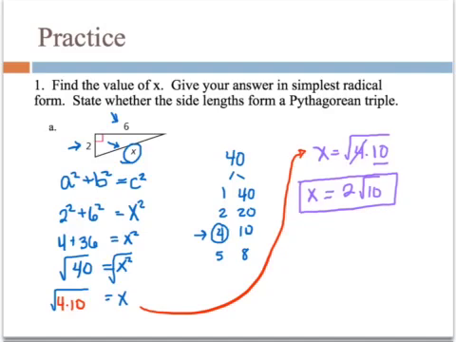And I'm done. There is one more thing that we forgot to do here. The last part of the question says, state whether the side lengths form a Pythagorean triple. Ours do not, because x was a decimal. If there's a radical in your answer, that means you have a decimal answer. So this is not a Pythagorean triple.